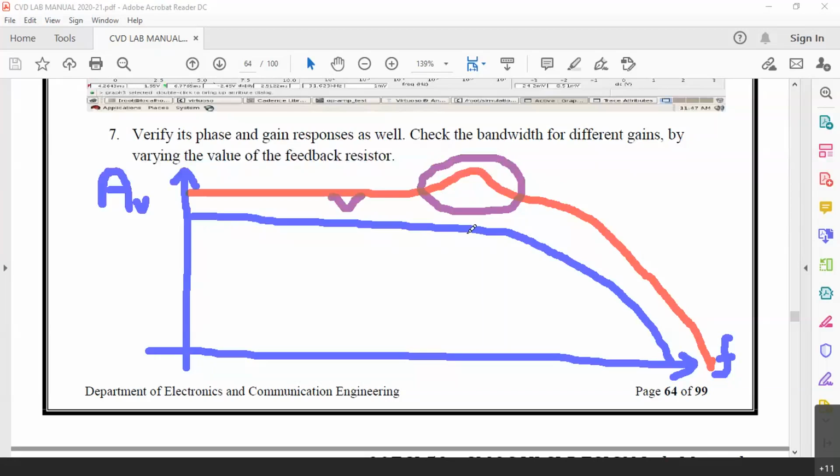Now how to make the curve flat in the mid band? The only way is to reduce the gain by applying negative feedback. That is what we have done. We have purposefully connected a capacitor and we have given a negative feedback, and then we reduce the gain slightly lesser. It is not 500, it is less than 500 because of that only. When the gain is reduced, we get a flat response here. That is the advantage of negative feedback.